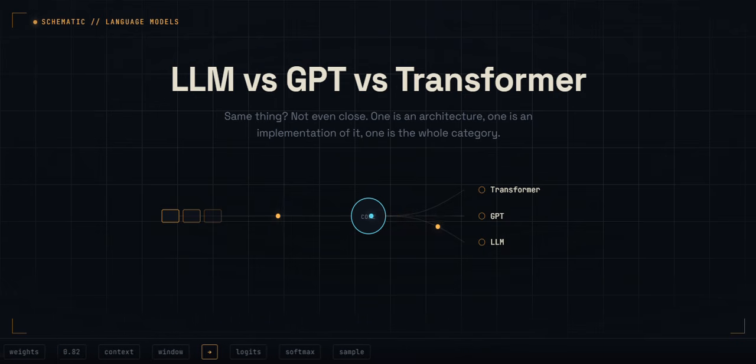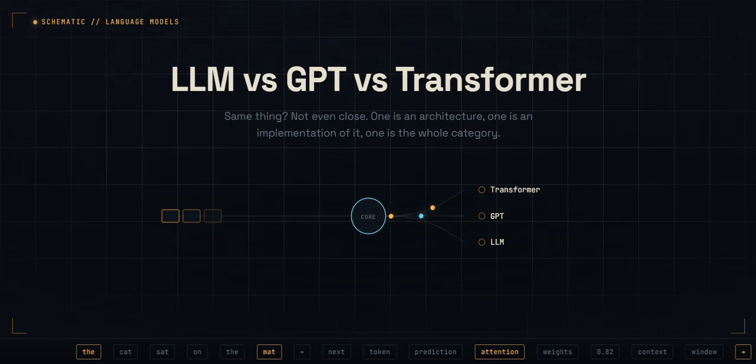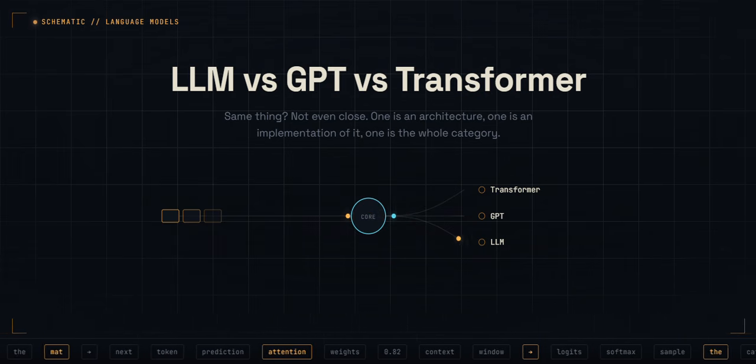GPT, LLM, and transformer. Aren't they all the same thing? Almost everyone on the internet uses these words interchangeably. Even AI tutorials get this wrong. But here's the truth. Transformer is the architecture.